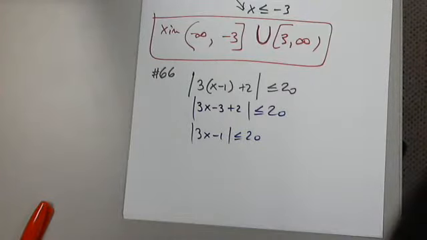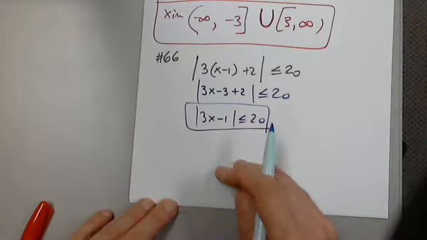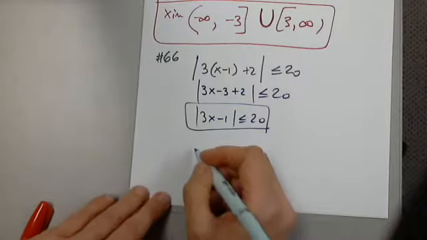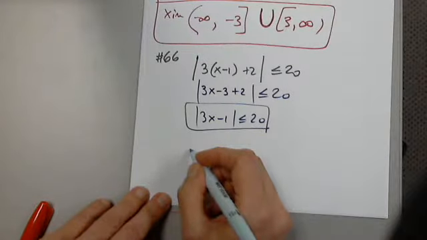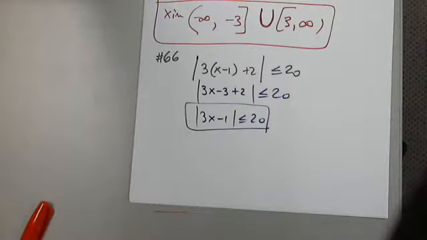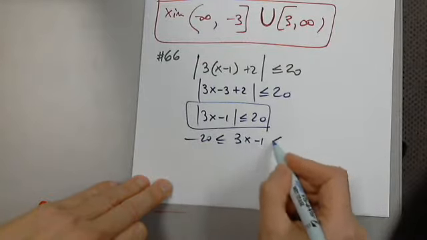I cannot do anything here. This cannot be solved unless I change it into something that is equivalent to it. How do I write it? 20 units or less. Negative 20 less than or equal to 3x minus 1 less than or equal to 20.